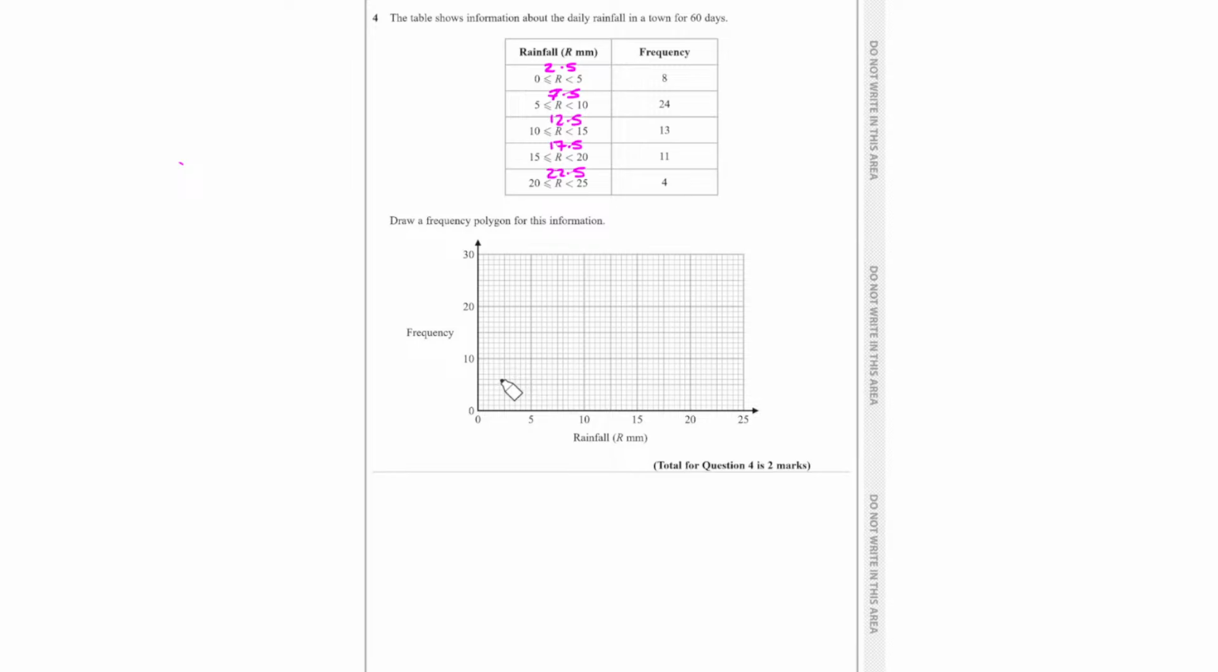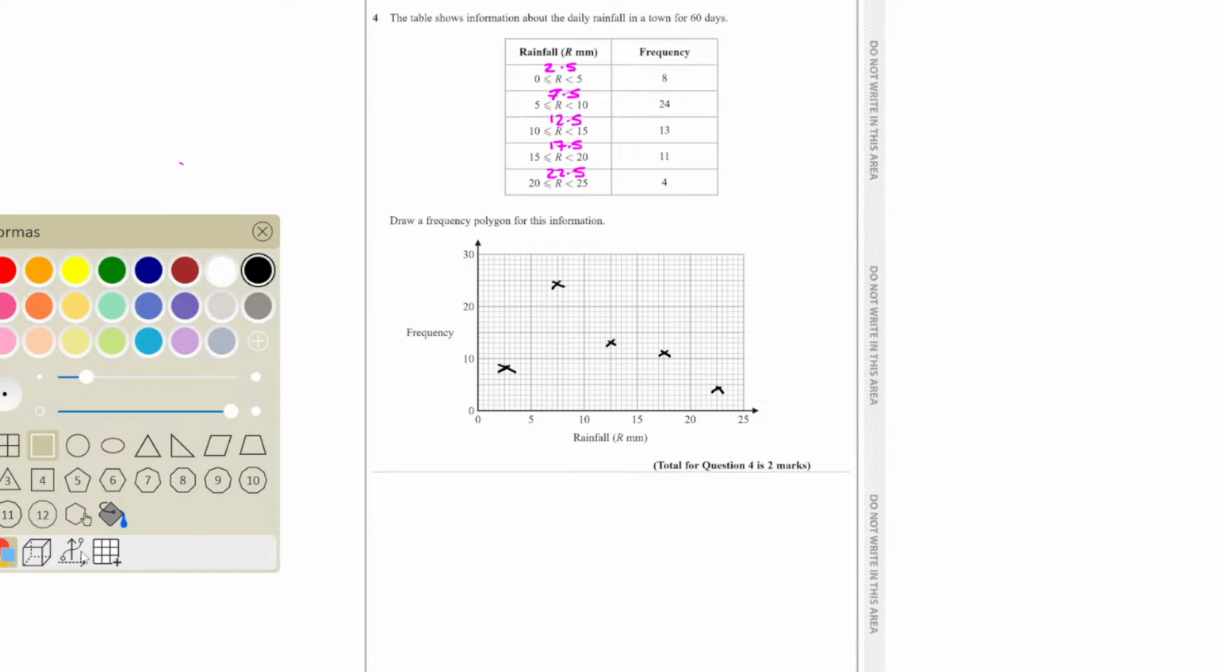And then up to 8, which looks like 1 square per one number in the frequency table. So that's 8 squares up. It's about there. Then we've got 7.5 up to 24. Then we've got 12.5 up to 13. There. 17.5 up to 11. And finally 22.5 up to 4. Here. So then you're going to get your ruler and you're going to join up all of these individually.